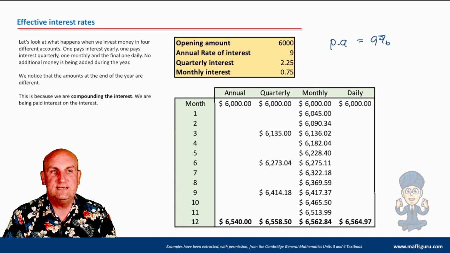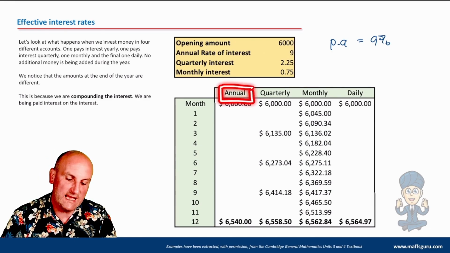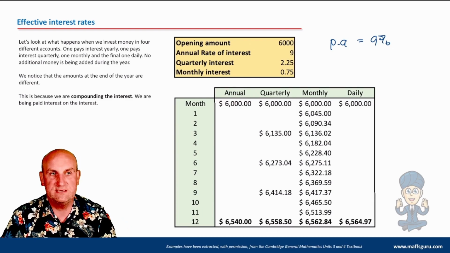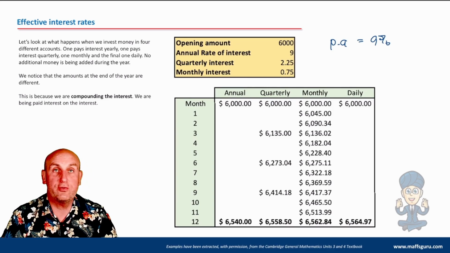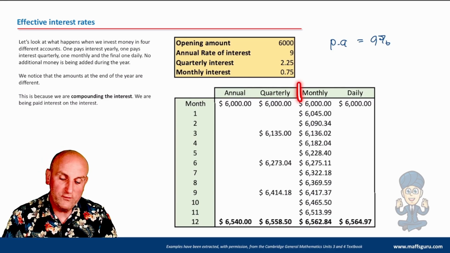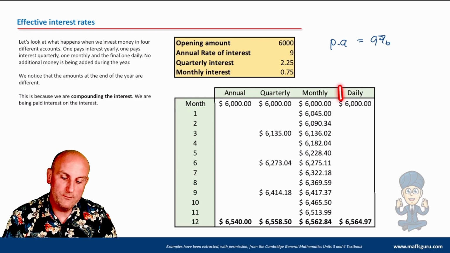What I've said to the banks is, one of you, please pay me interest only once annually, just once at 9%. One of you pay me quarterly, so that's every 3 months. Can one of you pay me monthly, that's every single month? And can one of you pay me daily?